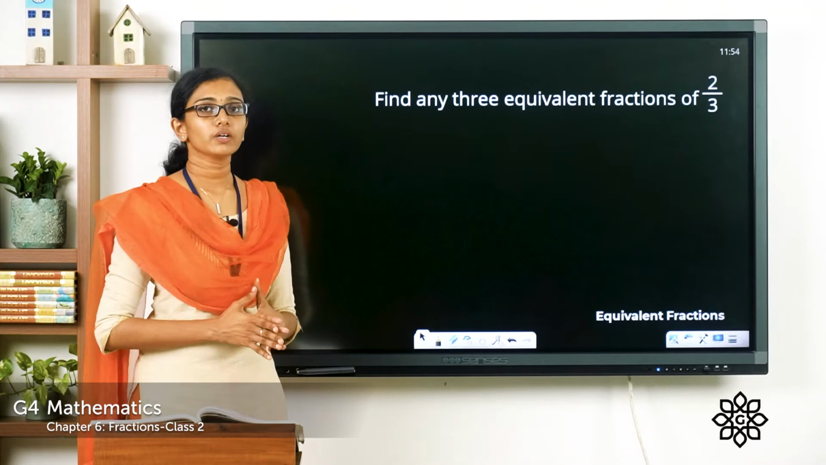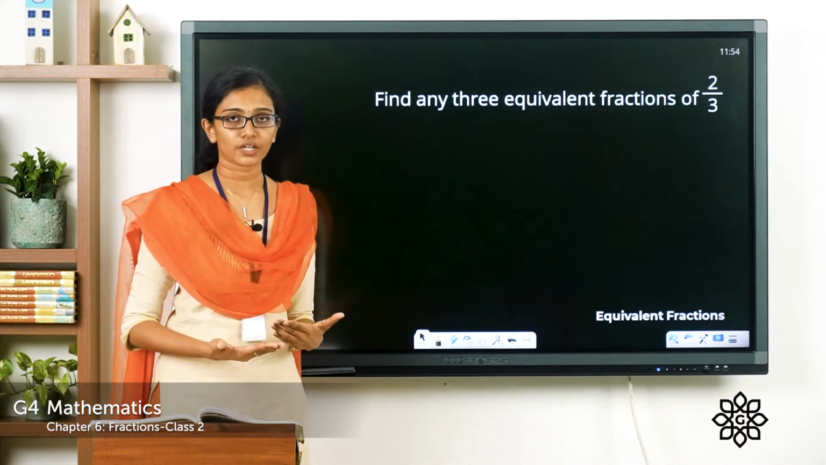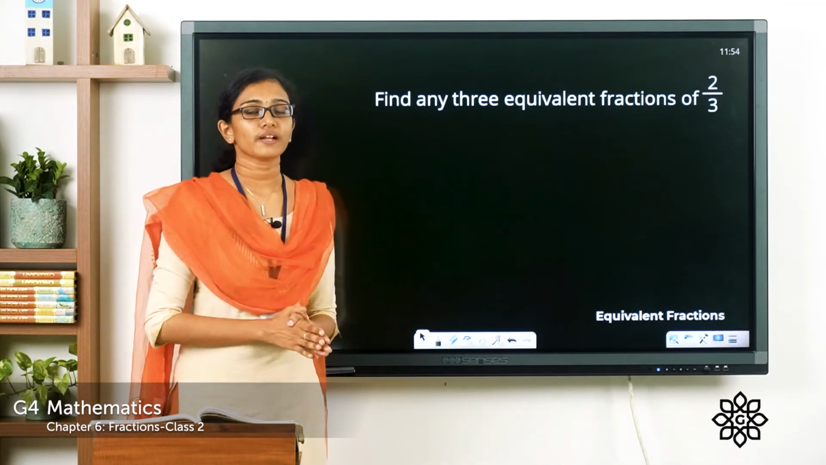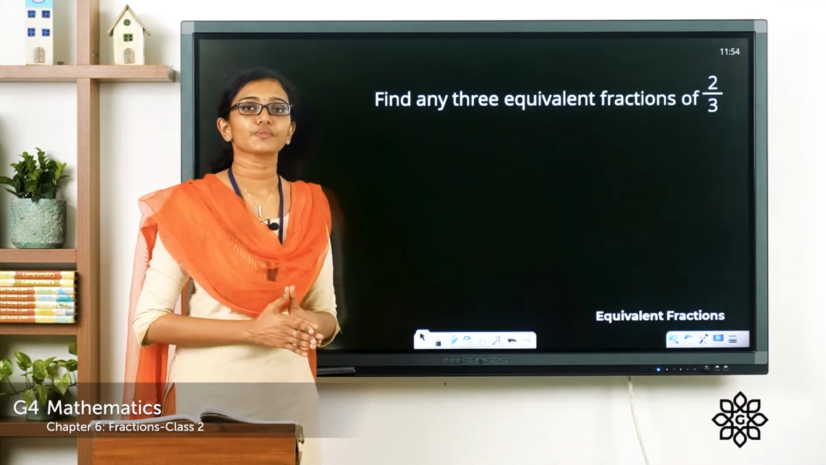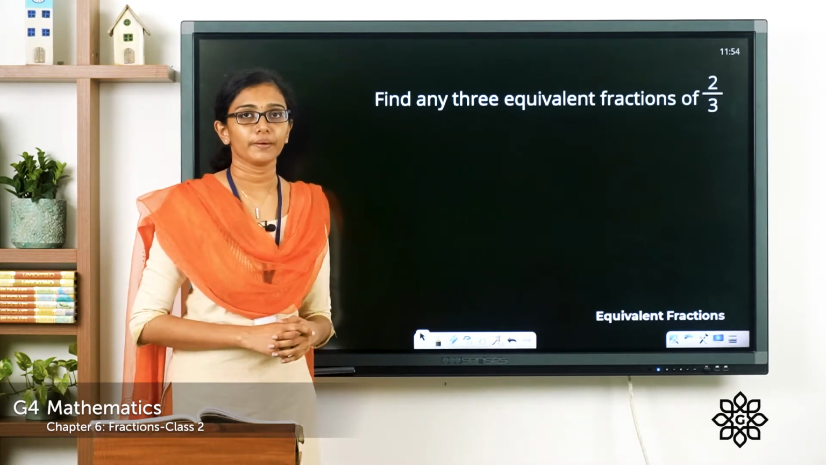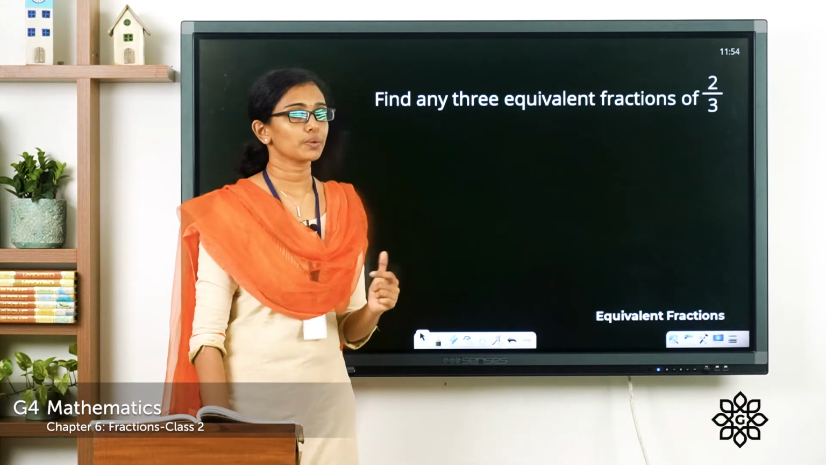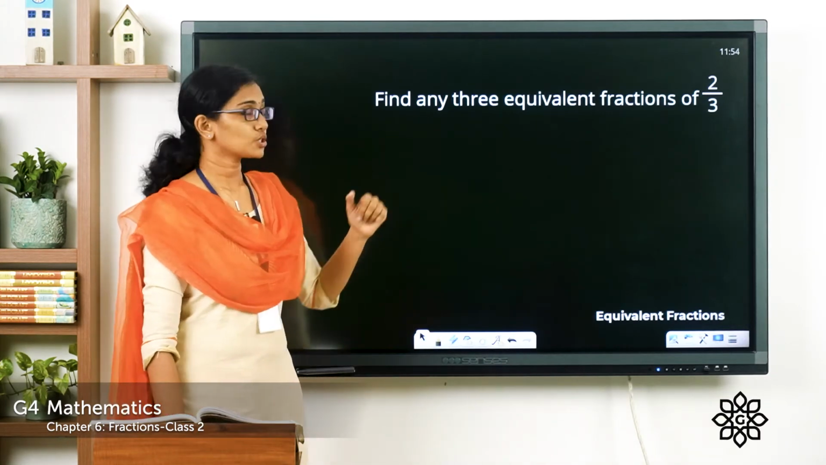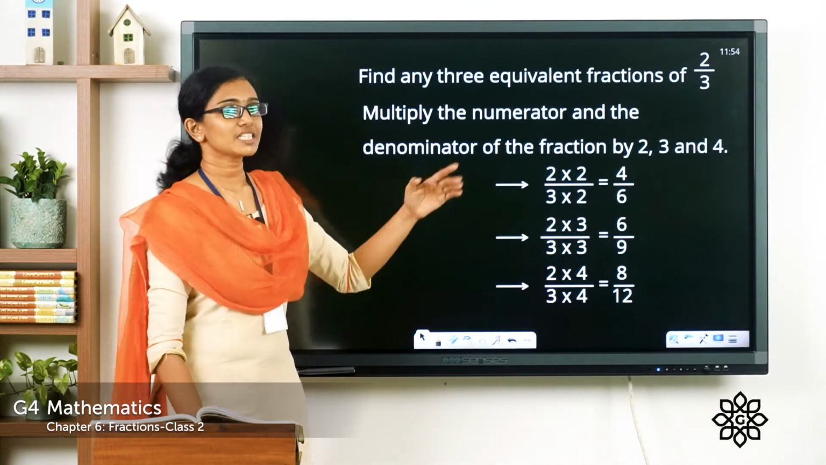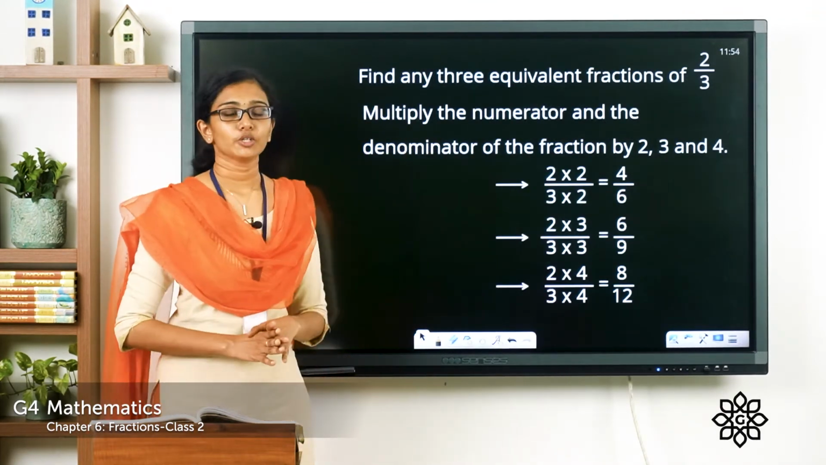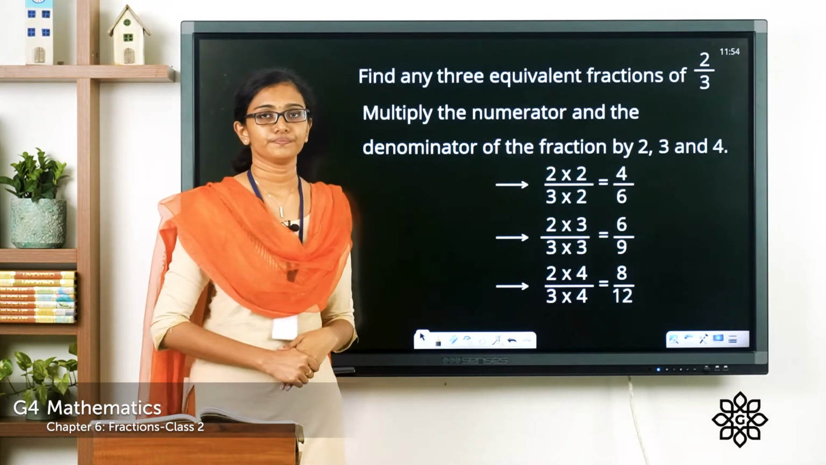Now, how are we going to find out the equivalent fraction of 2 by 3? Given a fraction, we can find the equivalent fraction by multiplying both the numerator as well as the denominator with the same number. So let's multiply the numerator and denominator with the same number. So you are asked to find out three equivalent fractions. So let's multiply the numerator and denominator with the numbers 2, 3 and 4.